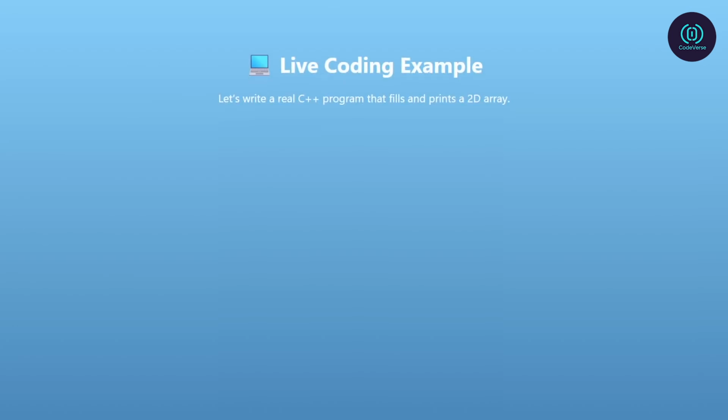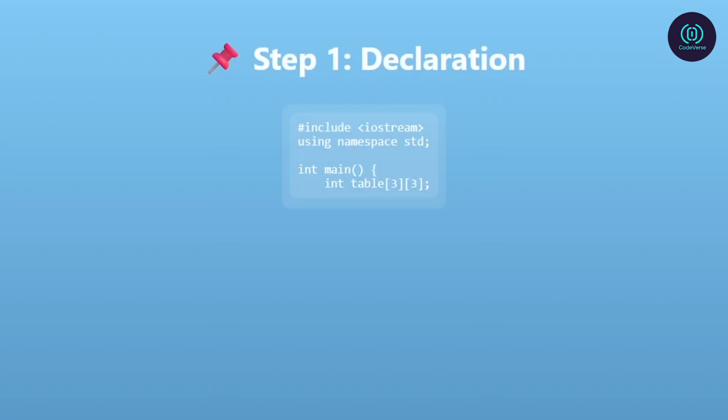Alright, let's bring everything together with a live coding example. We'll build a simple C++ program that declares a 2D array, fills it with values using a loop, then prints the values in a nice grid format. Here's how it starts: #include <iostream>, using namespace std, int main. int table[3][3]; we've declared a 3 by 3 array named table.